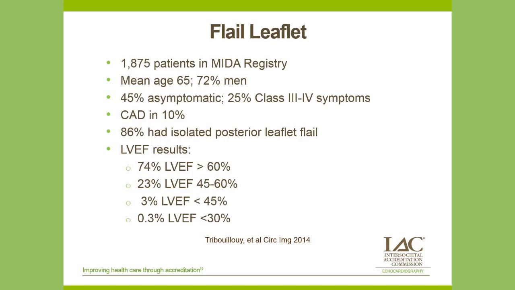In these patients, it's uncommon to have coronary disease. Most of them have a posterior leaflet flail, and that's highly repairable. A really good mitral valve surgeon can almost always repair a posterior leaflet flail. And again, notice that the EF tends to be high in flail leaflet because the regurgitation augments EF. So most of these patients had an EF above 60. Almost none had an EF below 30. And then you see an EF below 45 was even uncommon, only 3%.